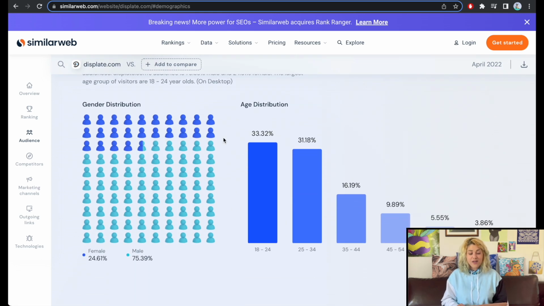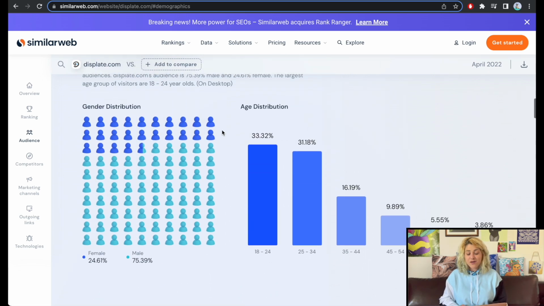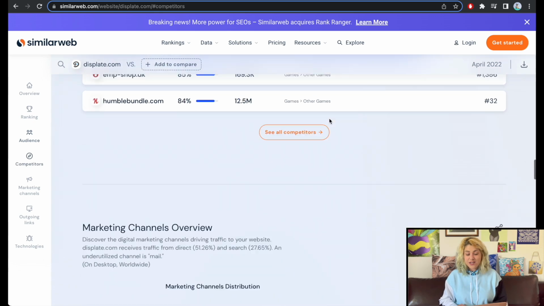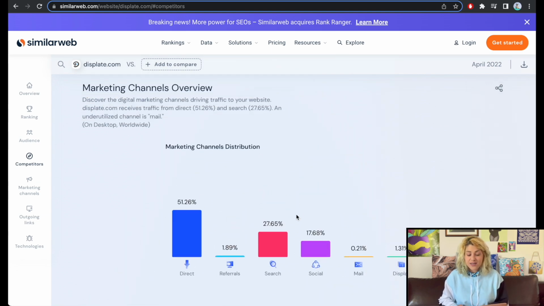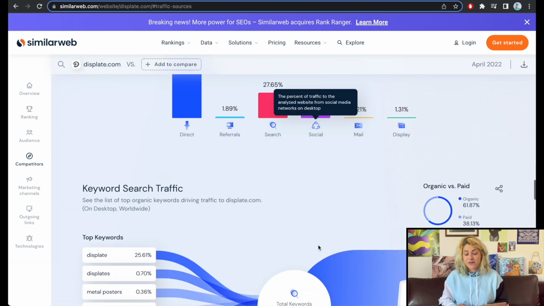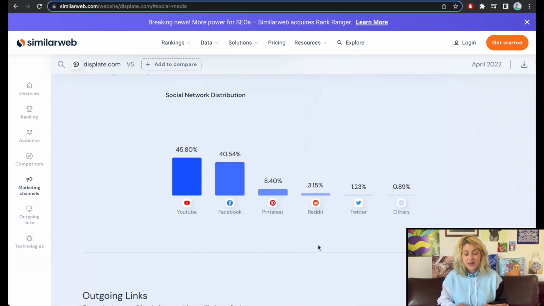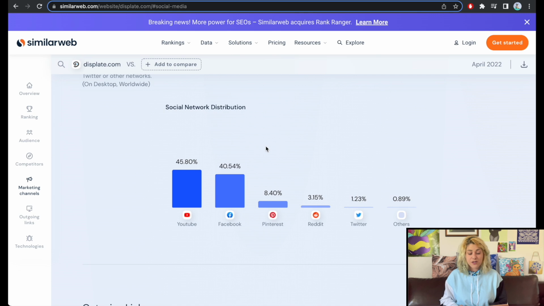If I scroll down below, a whopping 75% men with 25% women are entering the platform. And this is the first time that we've seen that the ages 18 to 24 are the highest in this breakdown of ages. So that's a pretty interesting statistic, at least to me, with most of their traffic coming from direct, a little bit from search, and a lot of their traffic coming from social media. And if we're talking about social media, we're talking about YouTube, Facebook, Pinterest, Reddit, and Twitter.